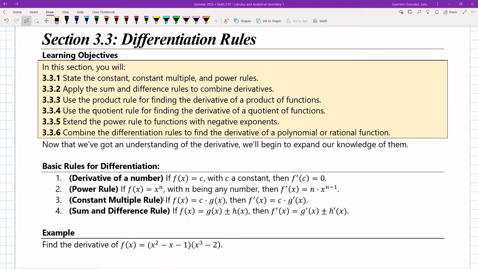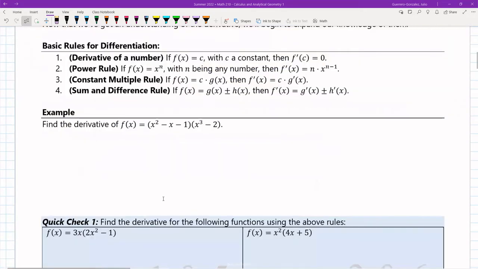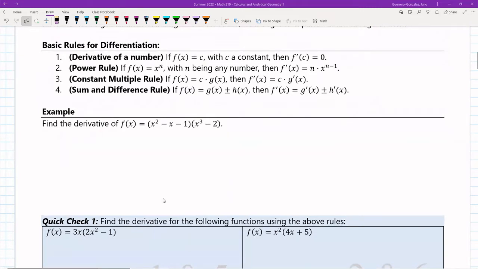So just to start off, let's go ahead and take a look at these four basic differentiation rules here. So the first one is the derivative of a number. If you take the derivative of a number, it doesn't matter what the number is, 5, 12, 8,000, okay? If you need to take the derivative of that, it's always going to be 0, no matter what, okay?